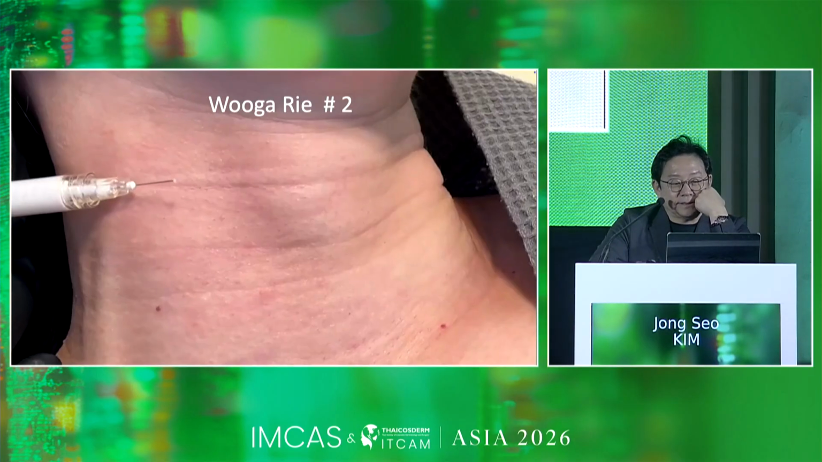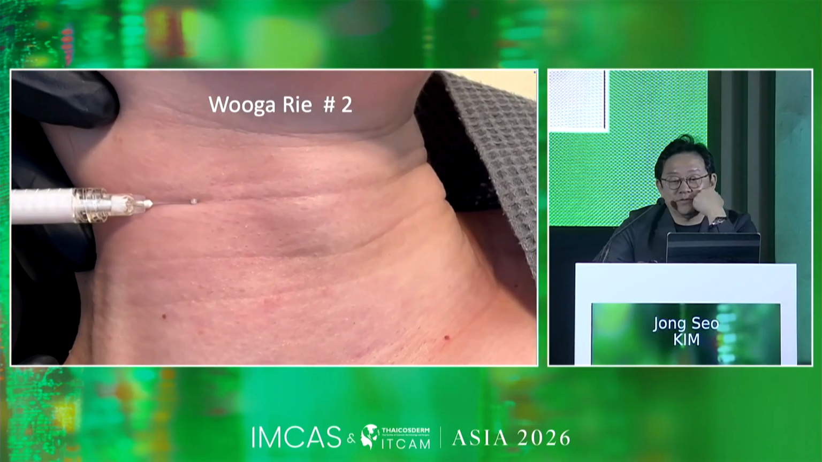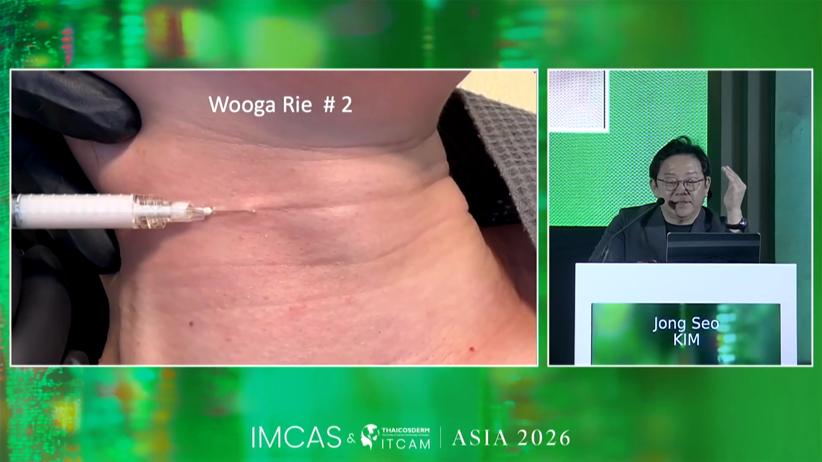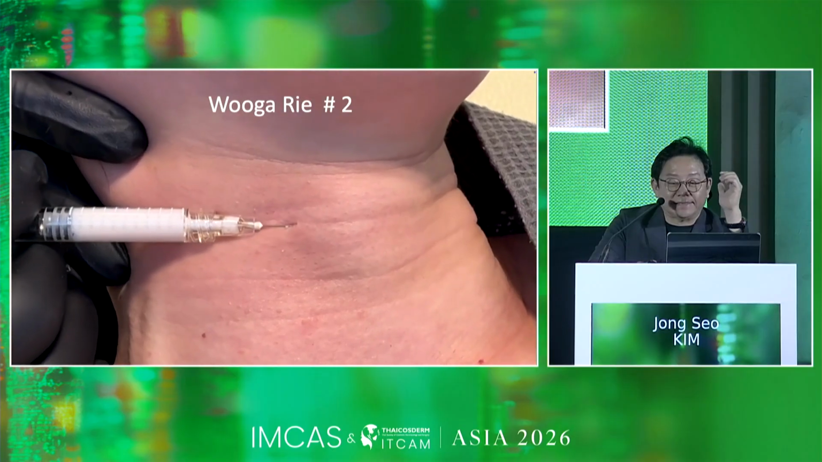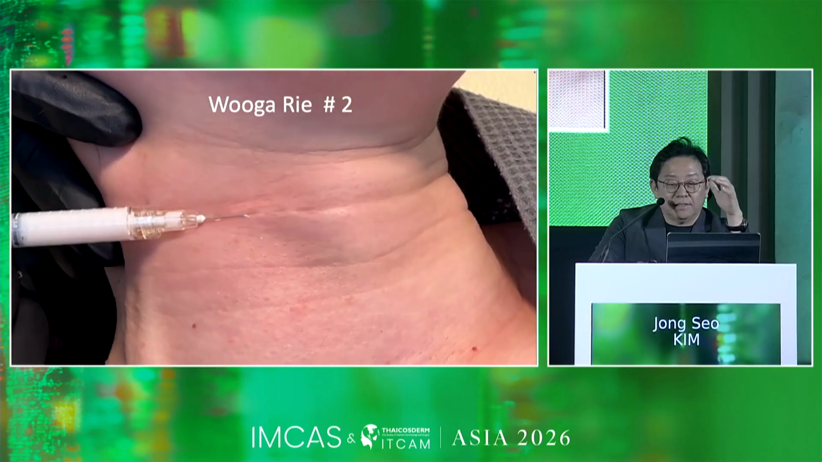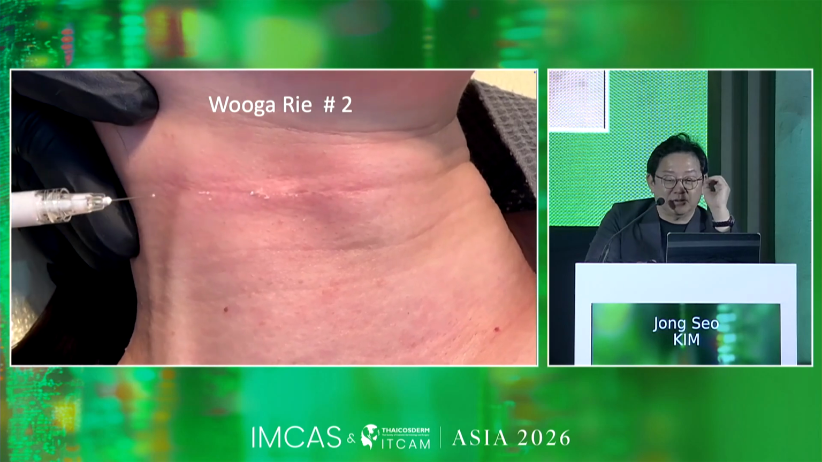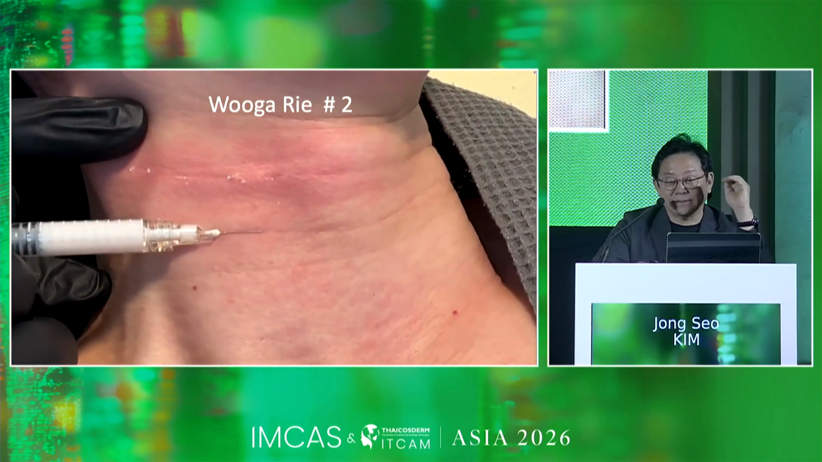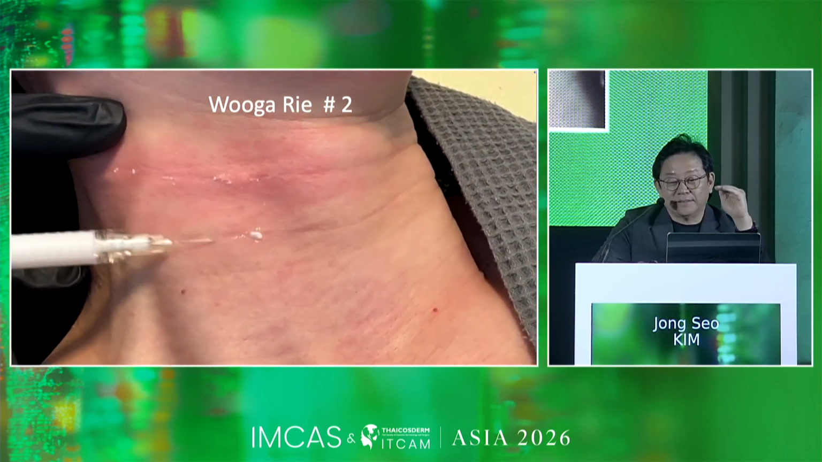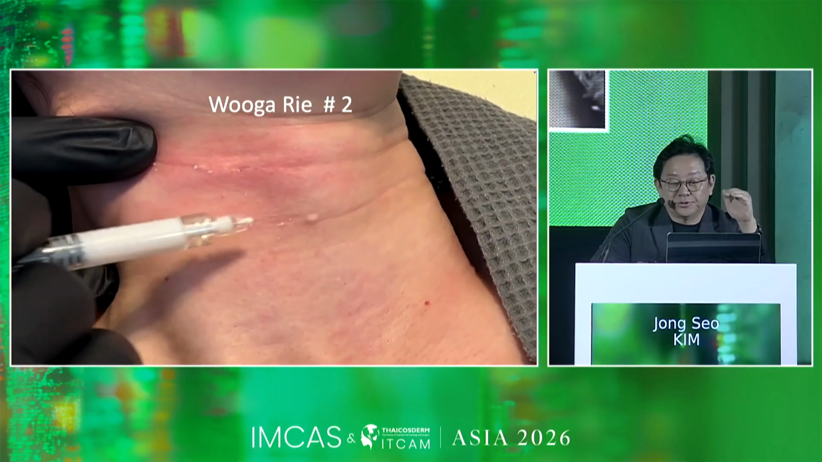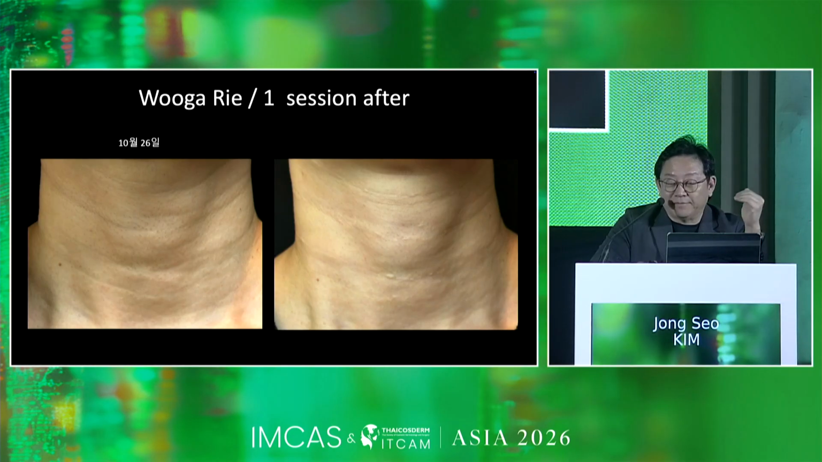The second case is an older female who has a severe neck wrinkle fold with skin laxity. This case is more challenging to treat. First, I inject the dermis, intradermally. Then I place a second injection slightly under the dermis to support the soft tissue. This is the before and after.